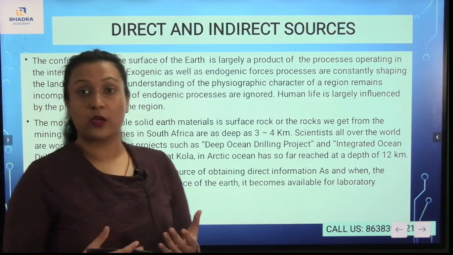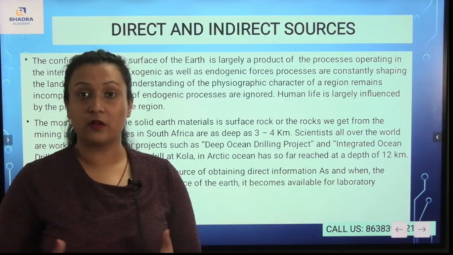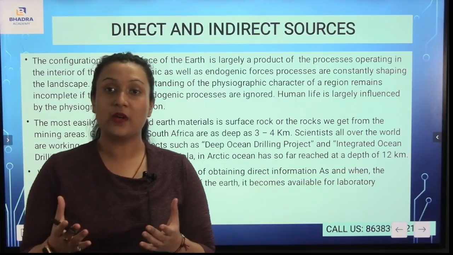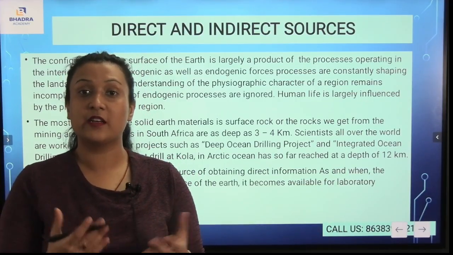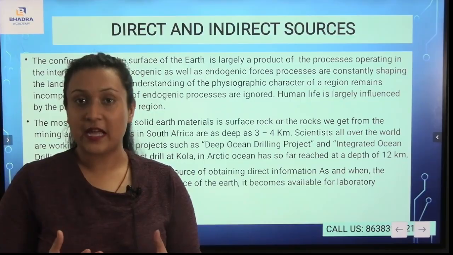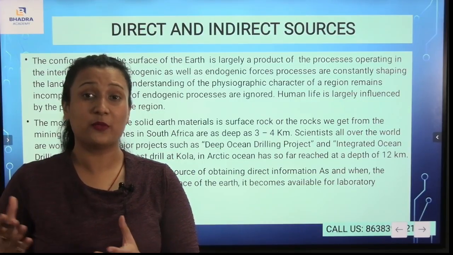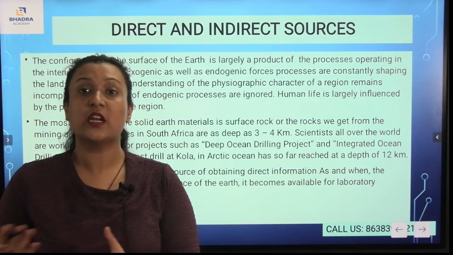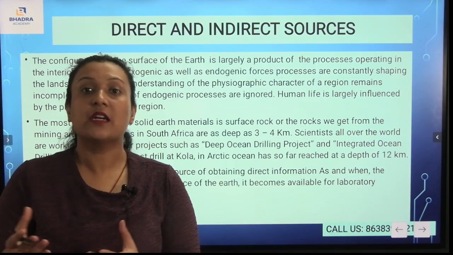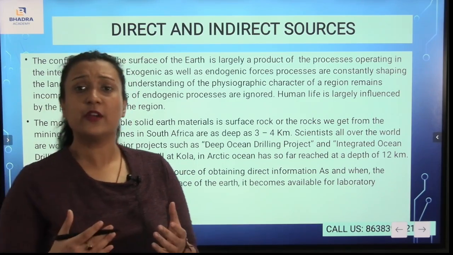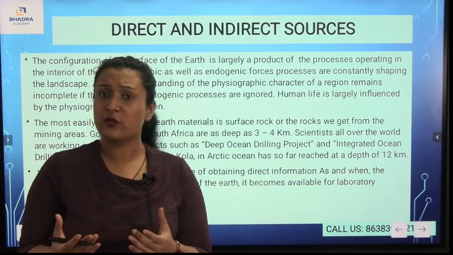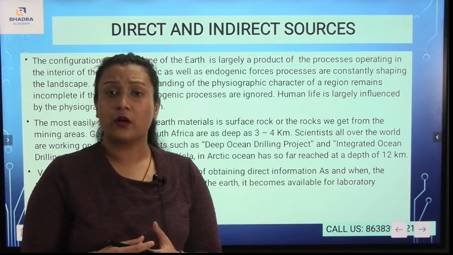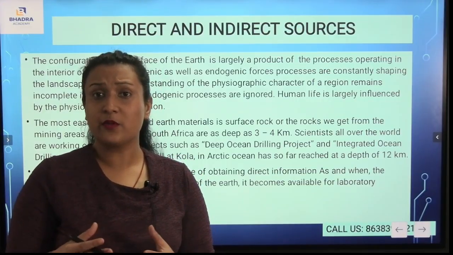Now, if I talk about the configuration, about the system of the Earth, these are all being affected by the exogenic and endogenic forces. Exogenic forces are related to the air elements. On the other hand, endogenic forces are related to the tectonic activities, which are related to the Earth. Exogenic activities are related to the weathering of the rocks, you can say.